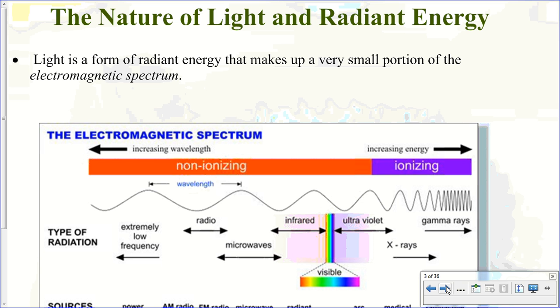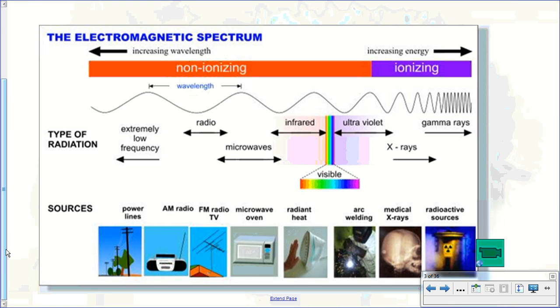Electromagnetic energy is a form of energy that travels in the form of a wave, and it's made up of an electrical component and a magnetic component, and hence the term electromagnetic spectrum, electromagnetic radiation, or simply EMR. Energy traveling in the form of EMR travels as a wave, so different wavelengths have different properties. The wavelength is the distance between two successive crests. So wavelengths can vary.